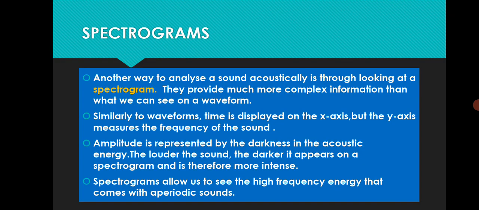Then the spectrogram. Another way to analyze sound acoustically is by looking at the spectrogram. They provide much more complex information than what we can see on a waveform. Similarly to waveforms, time is displayed on the x-axis, but the y-axis measures the frequency of sound. Amplitude is represented by the darkness and acoustic energy. The louder the sound, the darker it appears on a spectrogram and is therefore more intense. And spectrograms allow us to see the high frequency energy that comes with aperiodic sounds.